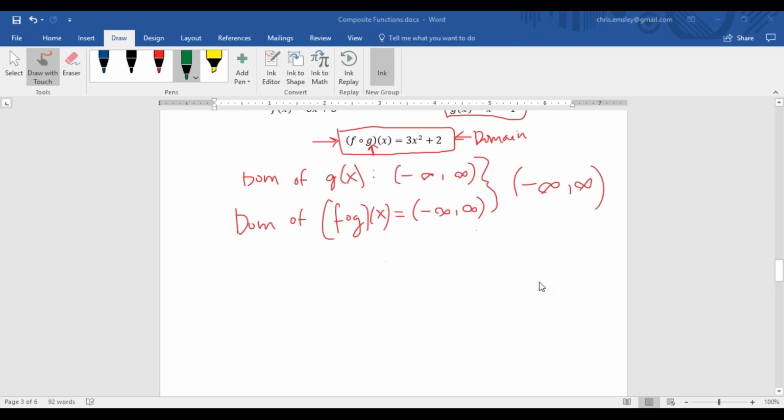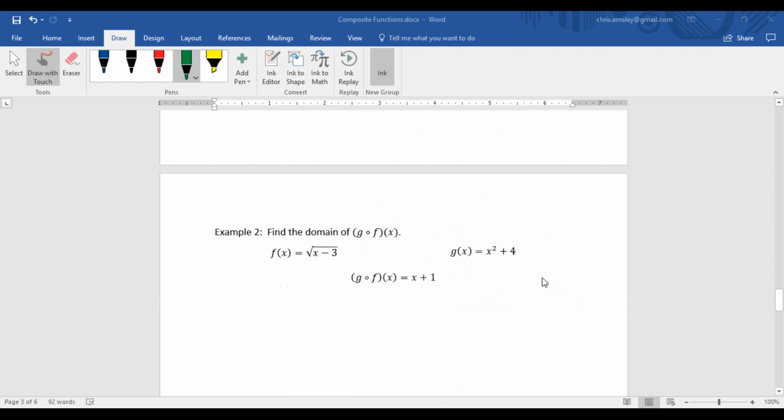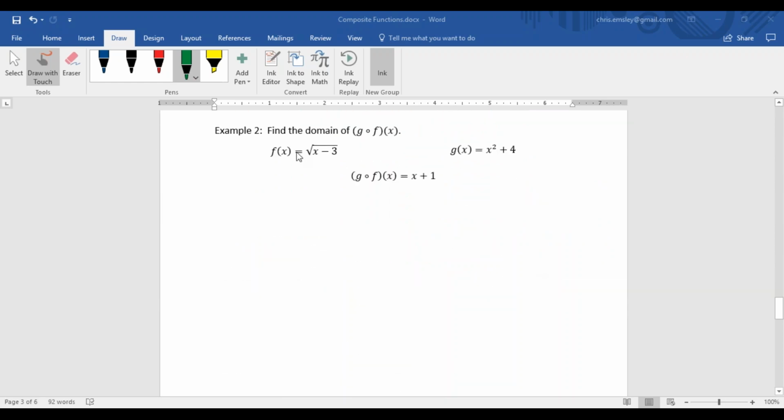Okay, so let's look at the domain of the second example we worked on. For example 2, these were our two original functions, f and g. And this time I'm just going to do the domain of g of f of x. That was one of the composites that we calculated. Okay, so if we want the domain of g of f of x, we have to start off with the domain of f. That was our inside function.